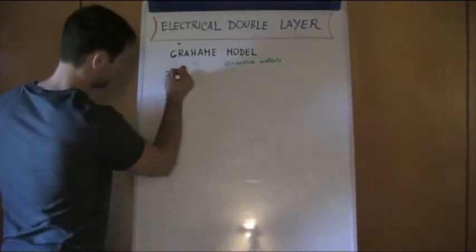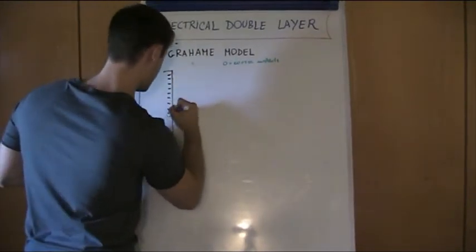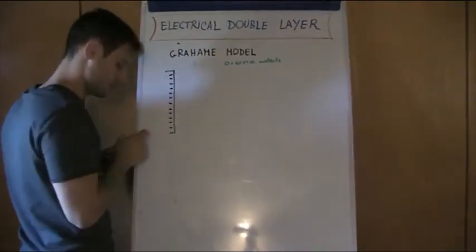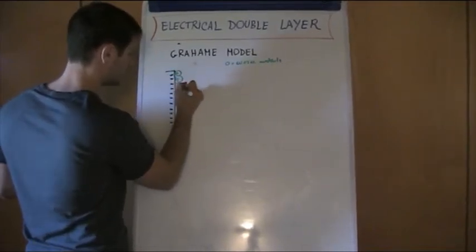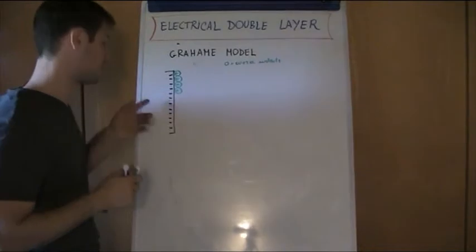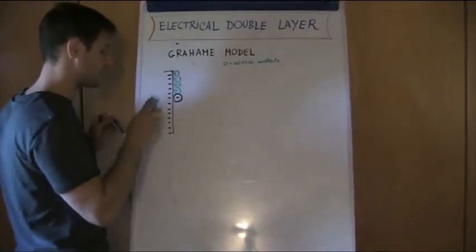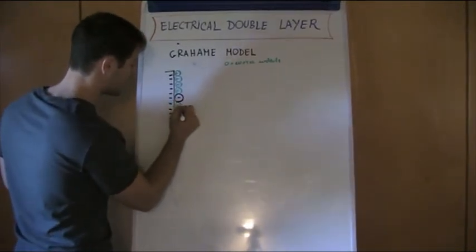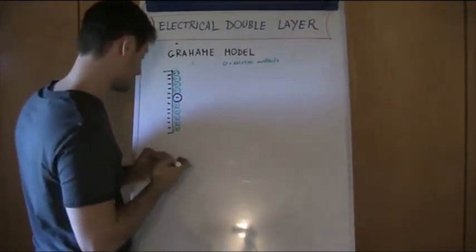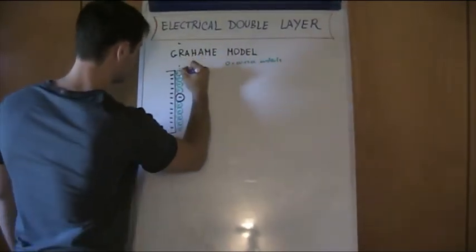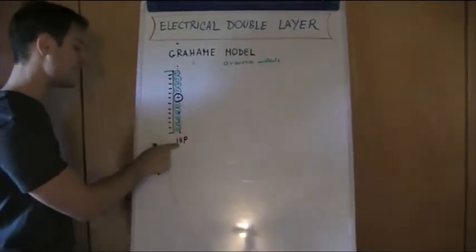made of oriented water molecules directly absorbed on the surface of this electrode. We have some cations, some anions maybe, or general ions, and again. This takes the name of inner Helmholtz plane. Inner Helmholtz plane, IHP.